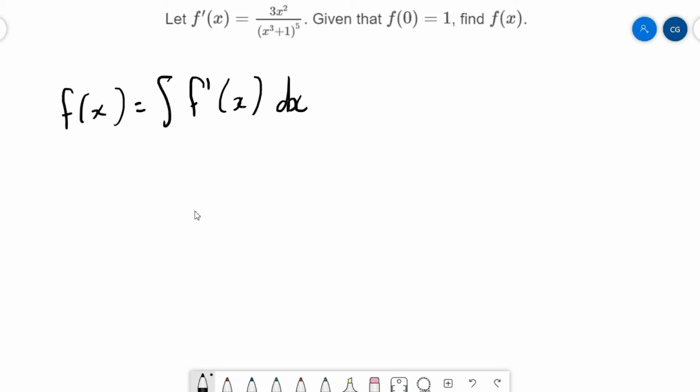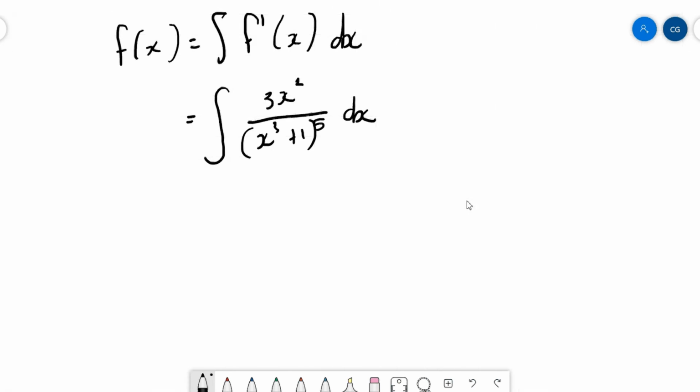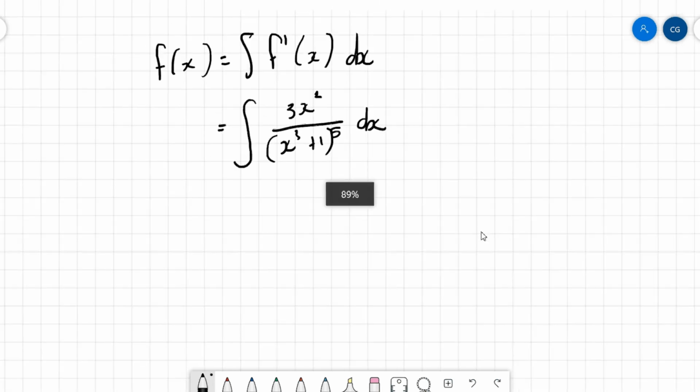So in this case, if I want to find this first derivative, then what am I going to do? I'm going to integrate 3x squared over x cubed plus 1 to the fifth dx. Now, sorry, my handwriting is quite small here. If I want to integrate this, I notice that I will have to use integration by substitution.